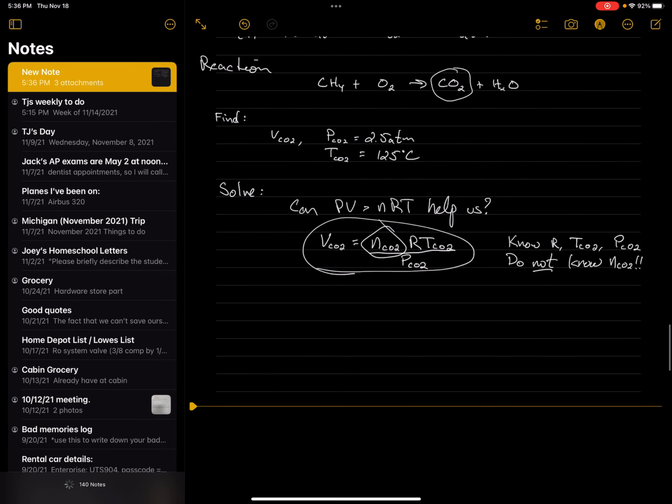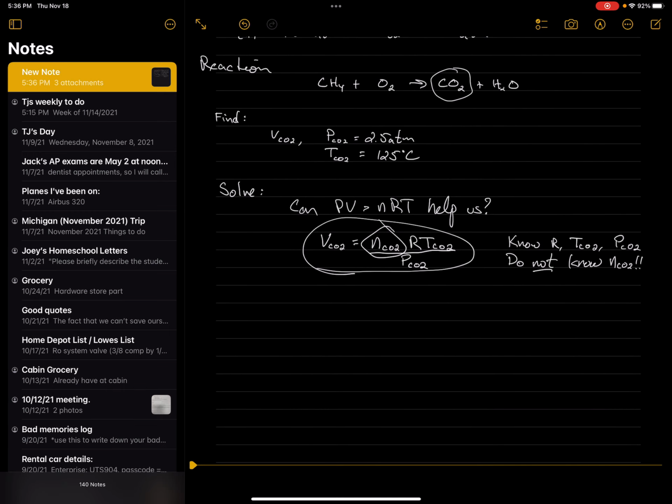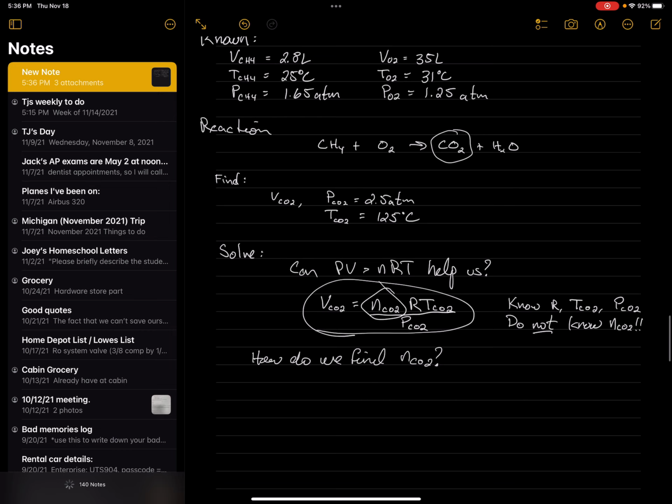Okay? All right, well, let's not abandon using the ideal gas equation just yet, right? And so we can then ask ourselves, how do we find the number of moles of CO2? Well, to answer this, we go back and we look at our reaction. We know that by reacting methane and oxygen we will create CO2 and water. And so we can use our reaction.